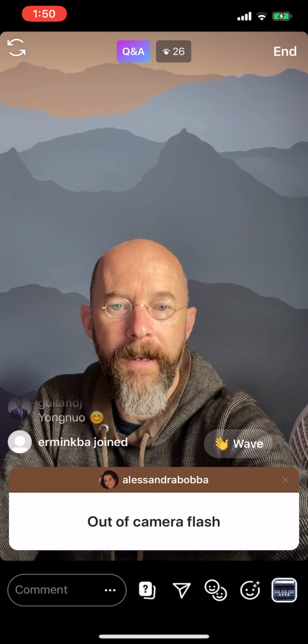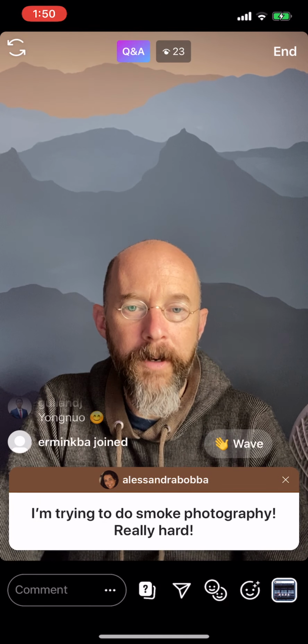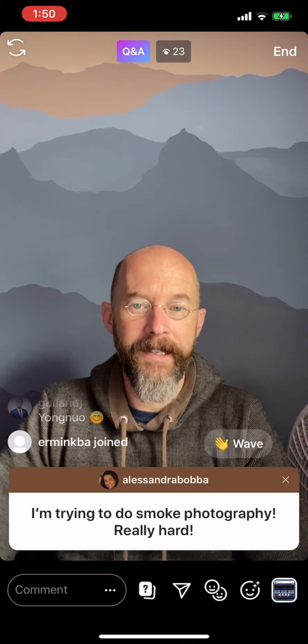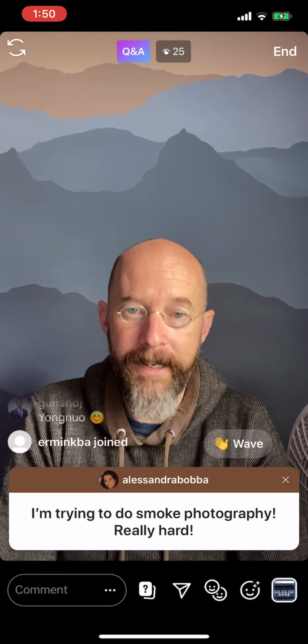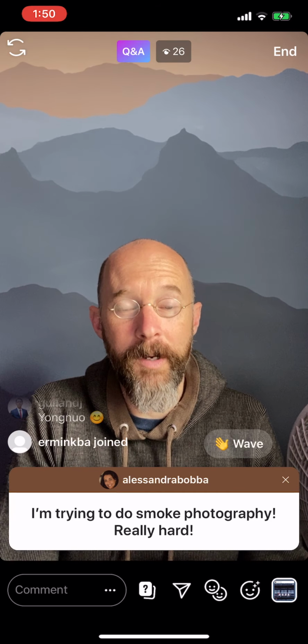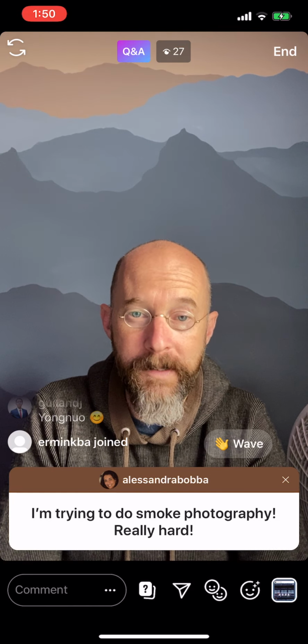Out of camera flash, that must be a secondary question. Let me see. I'm trying to do smoke photography. Okay, yeah, that's a different story, Alessandra. So what you're going to do for smoke photography is practice off-camera flash. By the way, if anyone didn't understand Alessandra's question, she's wondering about using flash indoors because she's doing smoke photography.